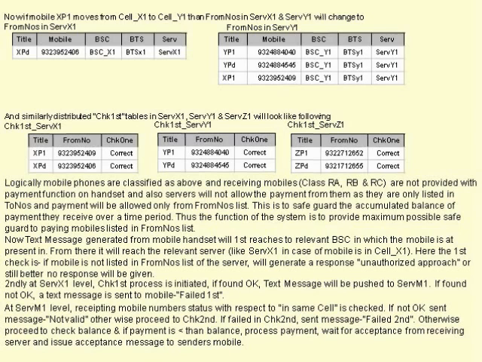At Serve M1 level, the receiving mobile number status with respect to being in the same cell is checked. If not OK, sent message not valid, otherwise proceed to check second. If failed in check second, sent message failed second. Otherwise proceed to check balance, and if payment is less than balance, process payment, wait for acceptance from the receiving server, and issue an acceptance message to the sender's mobile.